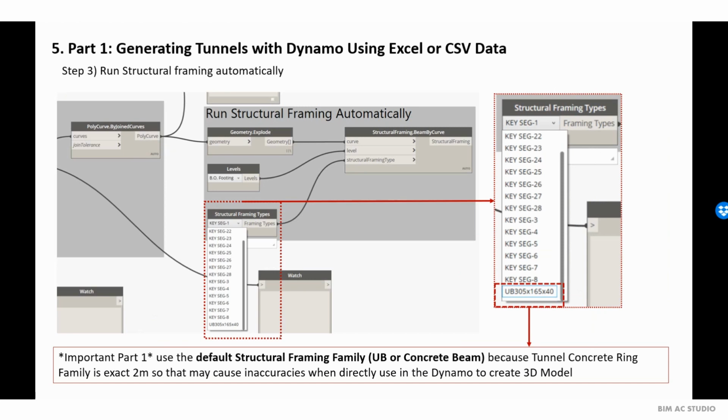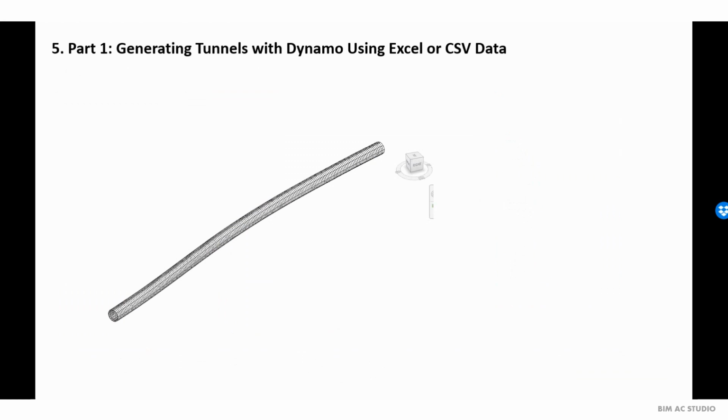Okay, so for the CSV user, it will also be the same script, and we are also using the same method to run the Dynamo. Alright, whether you are using the Excel or CSV data, at the end you will create structural framing automatically in Revit based on the polycurve line. So later in the Dynamo hands-on session, I have explained in much more detail how to replace the family once we have created it with Dynamo into Revit. Alright.